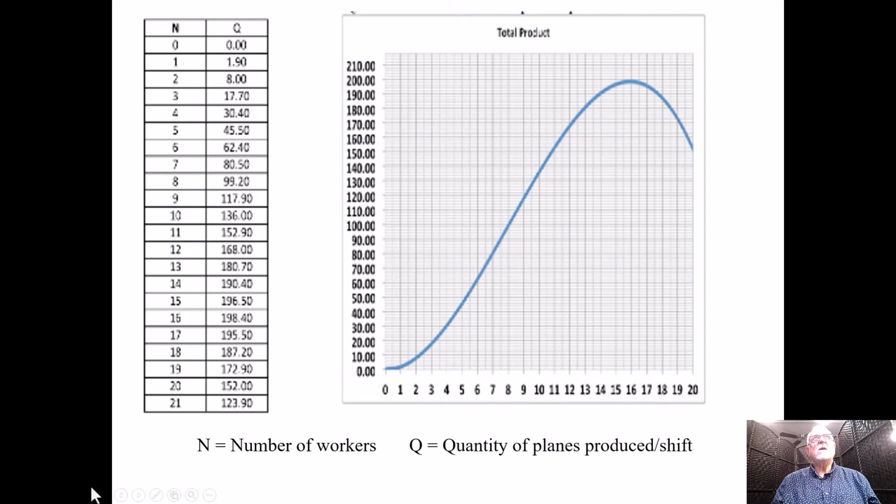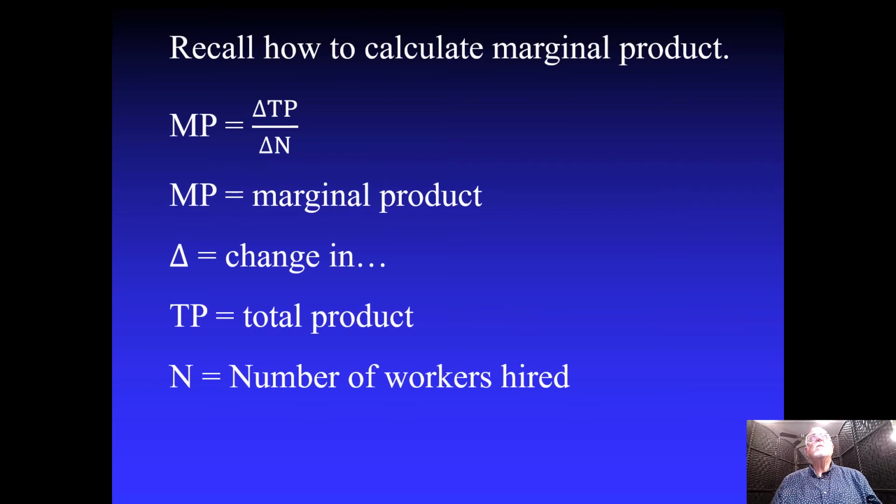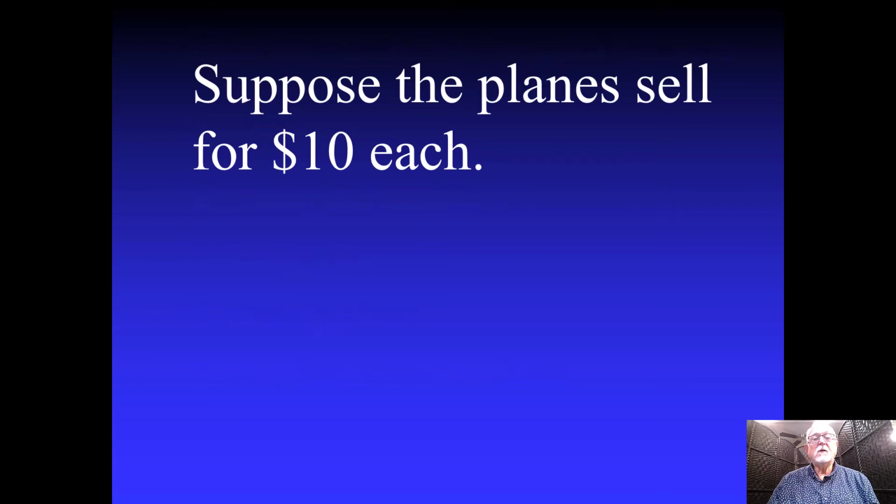Okay, now let's recall, this is good review, how we calculate marginal product. Remember, marginal product is the change in total product divided by the change in the number of workers in this case, since we're talking about workers. Marginal product is MP, little delta sign is change in, TP is total product, N is number of workers hired. So let's suppose that the planes sell for $10 each.